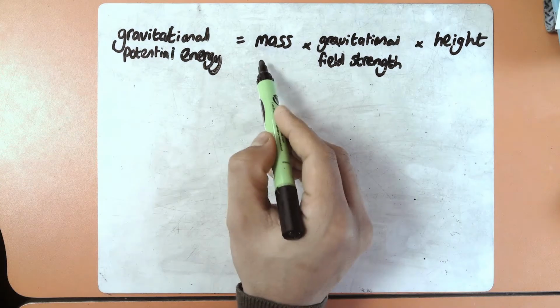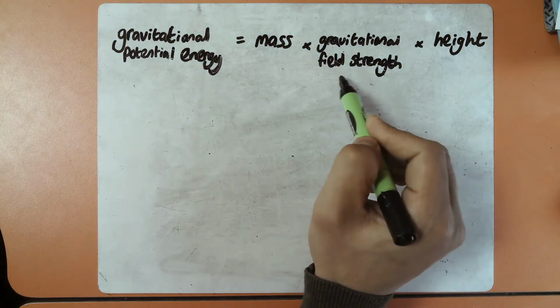Hi, this lesson will be about gravitational potential energy and kinetic energy. So to begin with, gravitational potential energy is the energy stored within an object due to its position within the gravitational field. Now we can calculate gravitational potential energy by multiplying mass with gravitational field strength with the height.